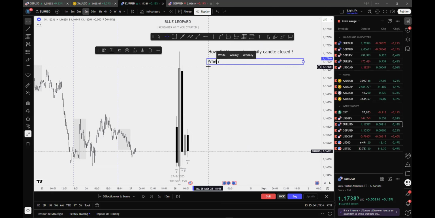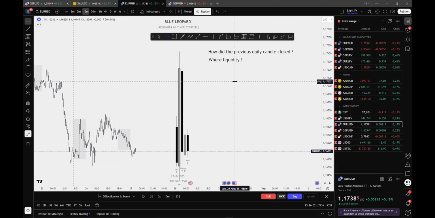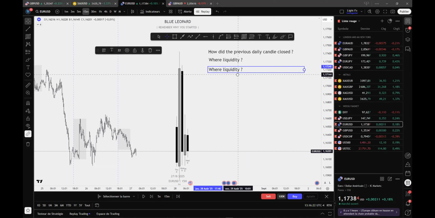Liquidity. Where is liquidity? Liquidity are the resting orders or pending orders on different key levels that we have in the market, on certain levels, on certain prices. Okay? When you ask yourself what is liquidity, now you need to ask yourself this third question. Okay, guys? Most important question. What candle am I targeting?